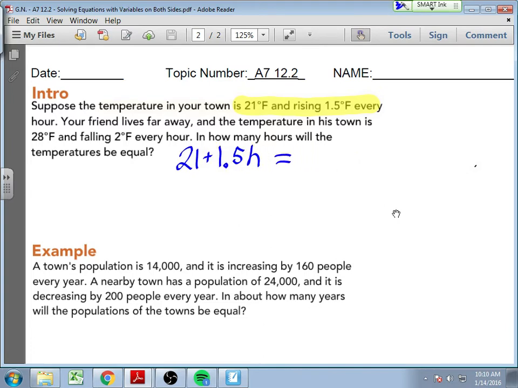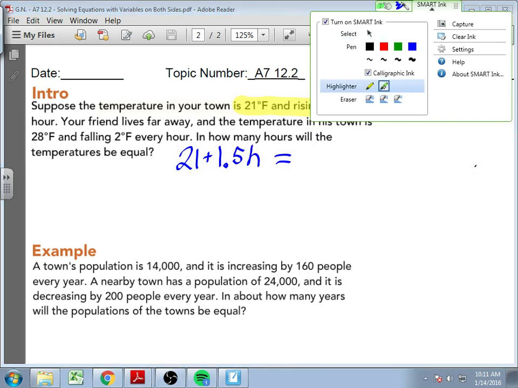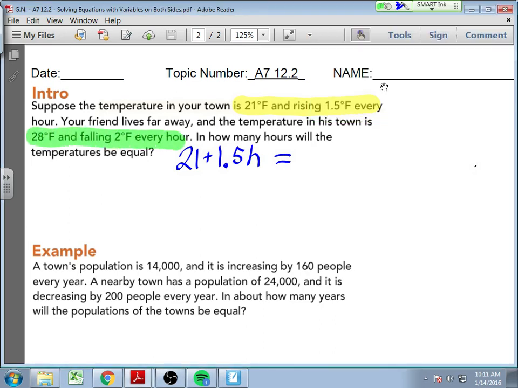Equal to, how would we write your friend's city temperature, 28 and falling 2 degrees every hour? Peyton? 28 minus 2. Yep, 28 minus 2H. Now, when you start looking at an equation, notice the difference between how I solved it first and how we solved it to catch Zach up.